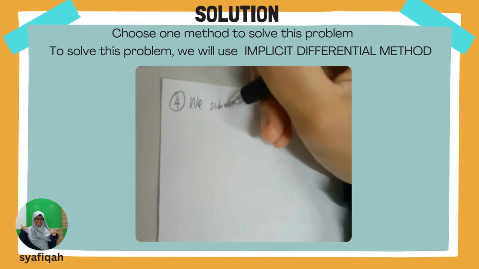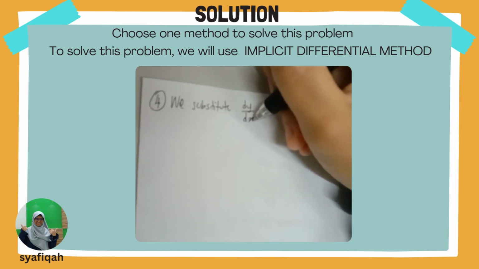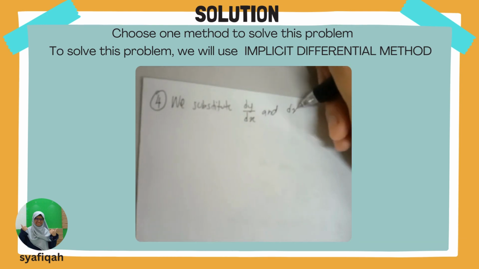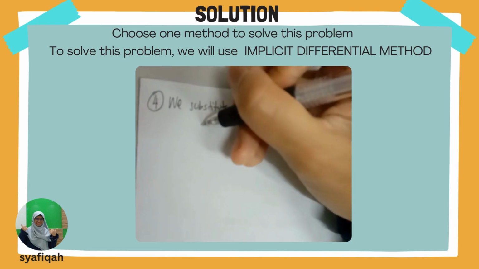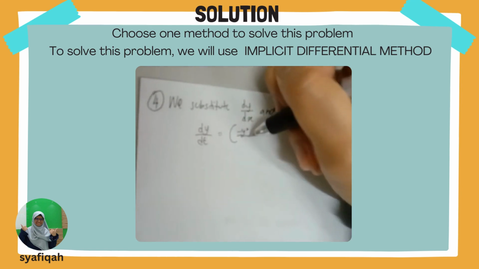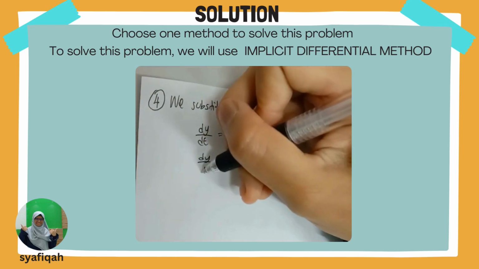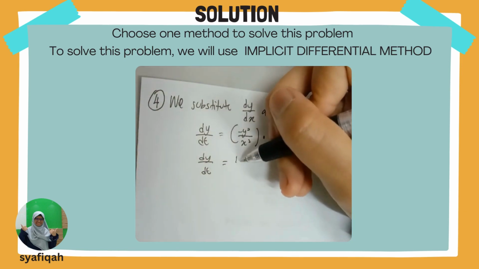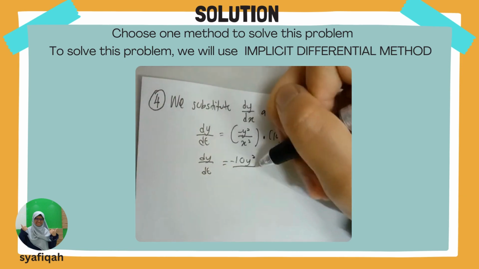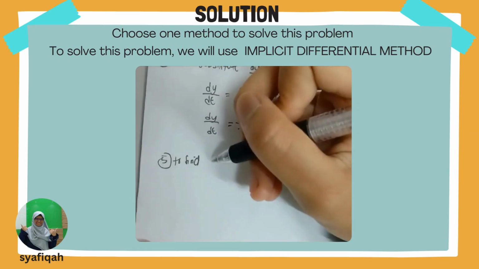Next, we have to substitute the value of dy over dx and dx over dt in the chain rule that was given. So that leaves us with dy over dt equals the derivative that we just found, multiplied by 10, which is the value of dx over dt. And that leaves us with dy over dt equals negative 10 y squared over x squared.